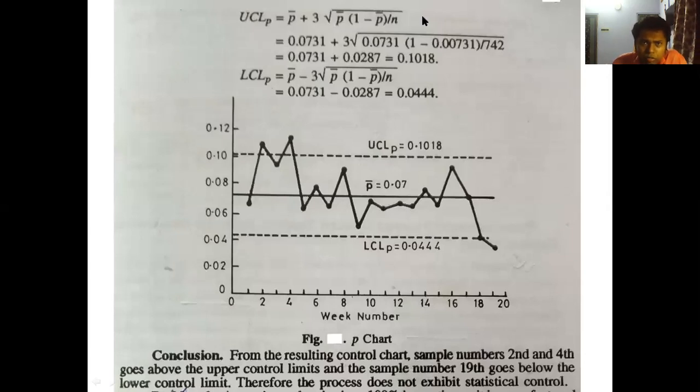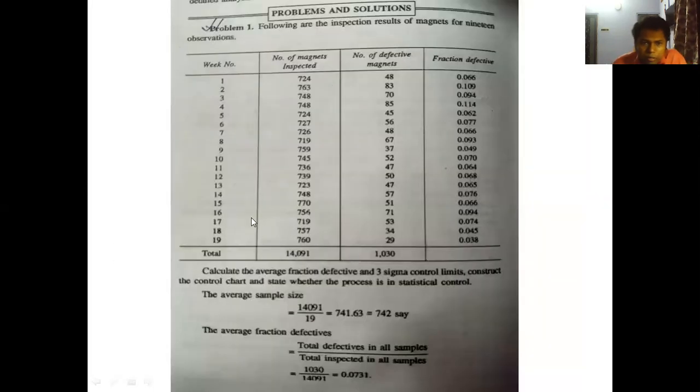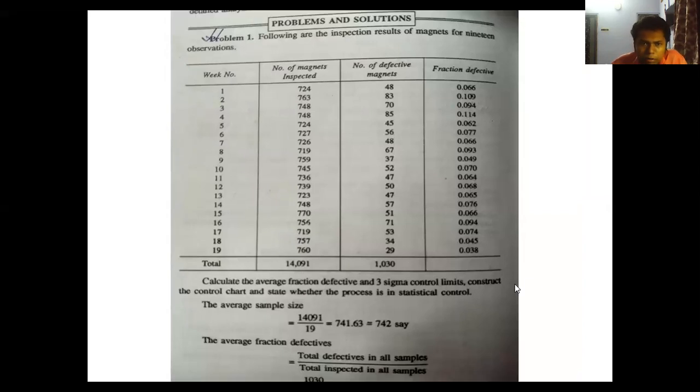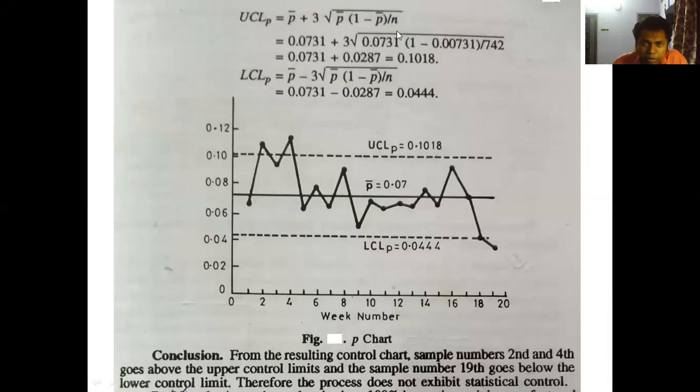Now you simply put the formula, the upper control limit and the lower control limit. Okay, so you will get these results. What is the P bar? Here the P bar is the average fraction defective. You put these values, divided by N, where N is your 742 average sample size. So the upper control limit is determined and the lower control limit is also determined.